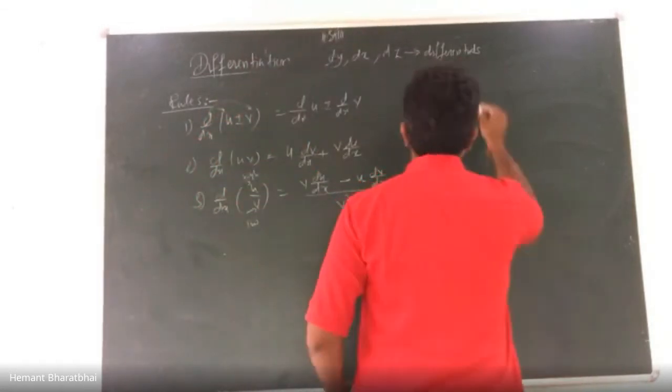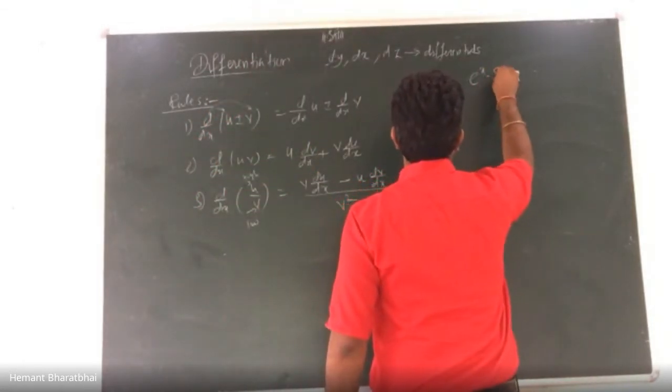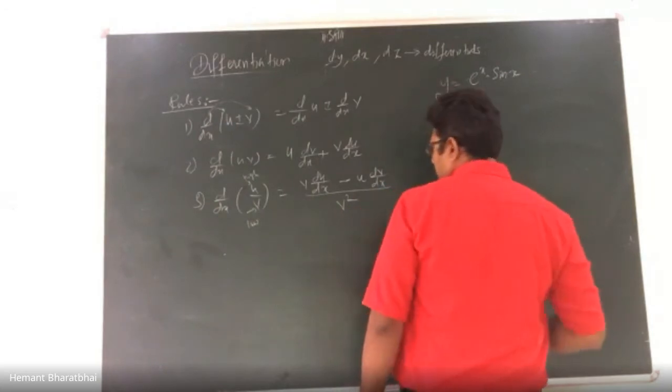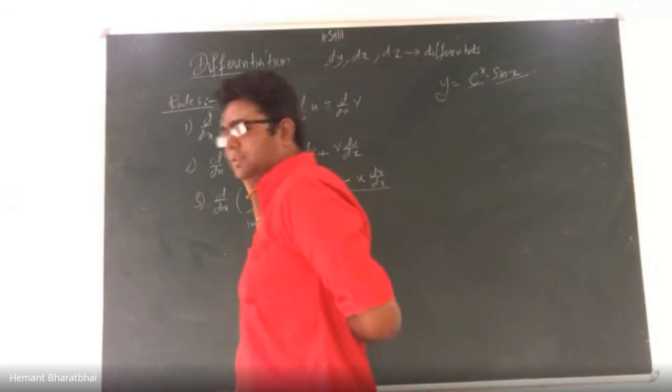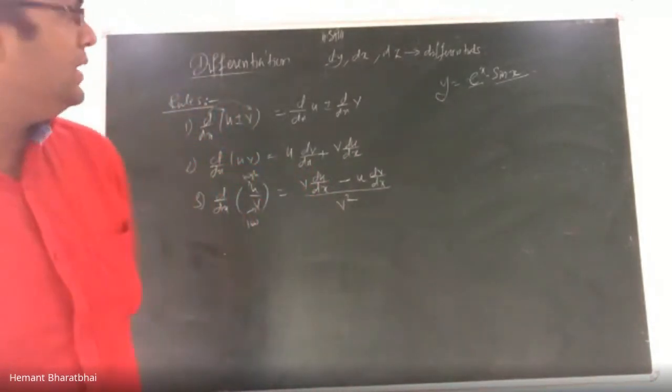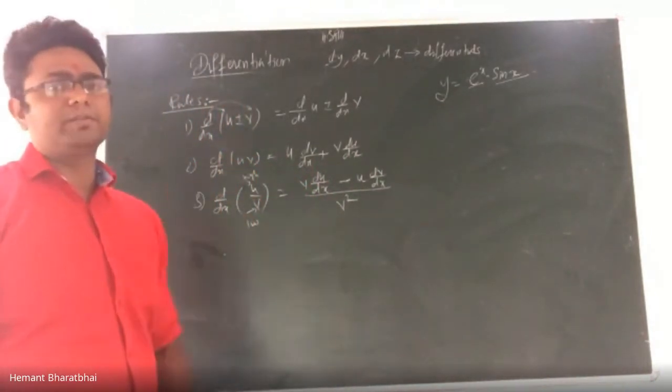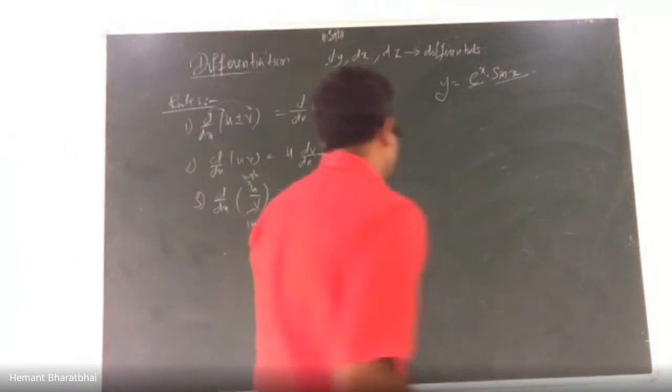y is equal to e raised to x into sin x. Now if you see, this is a different function, this is a different function. So it falls into the second category, u into v, where two different functions are in multiplication.